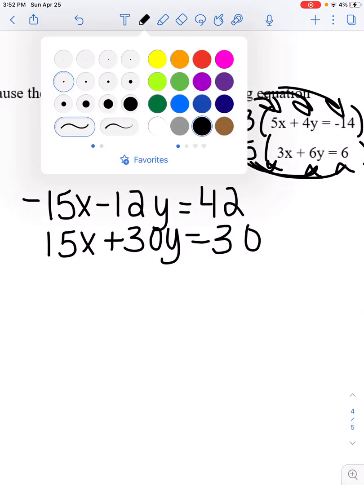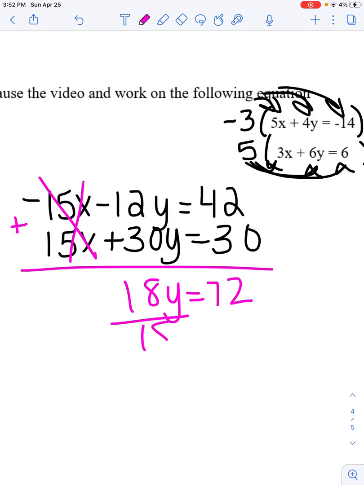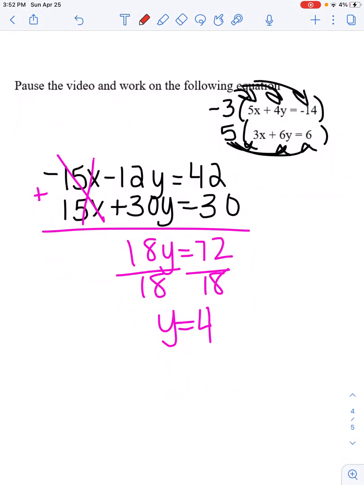After I do that, I'm going to add. When I add, my x's cancel out. I'm left with 18y equals 72. Divide by 18. I get y equals 4. Now I take this 4 and I'm going to plug it into one of the original equations. It doesn't matter which one you plugged it into. I'm just going to do the first one.